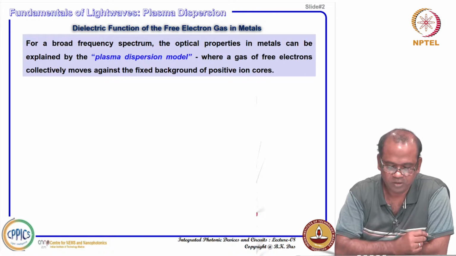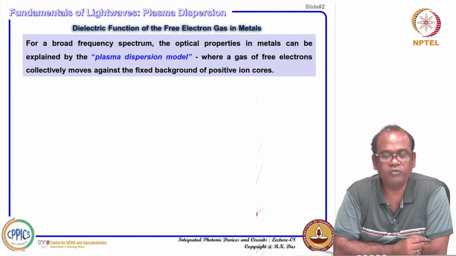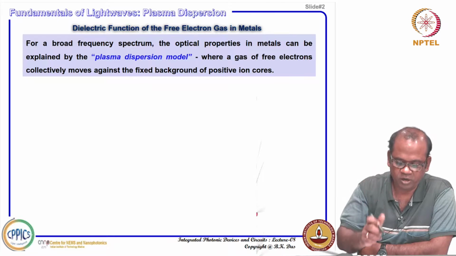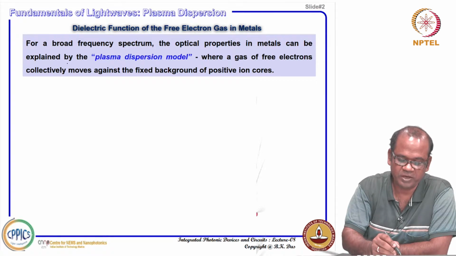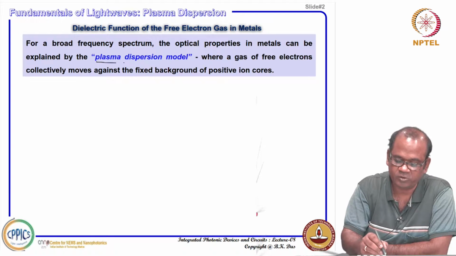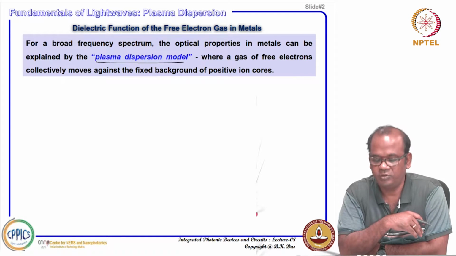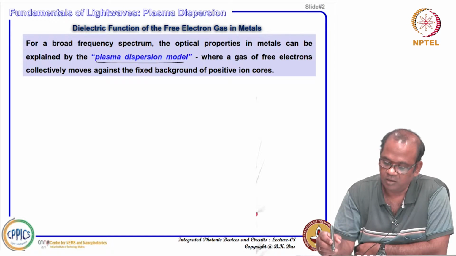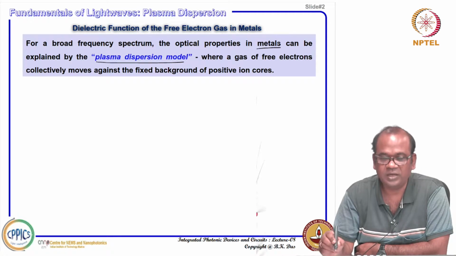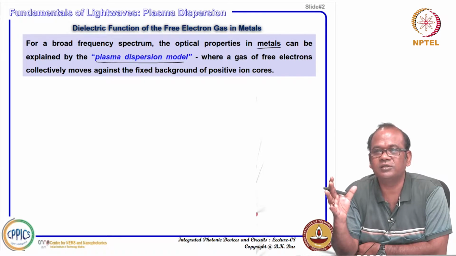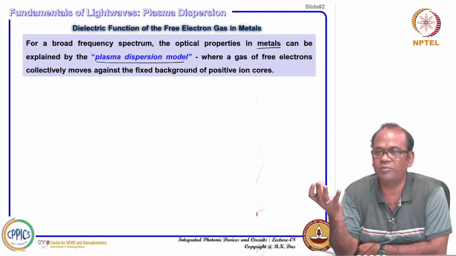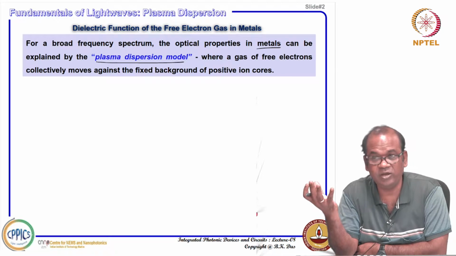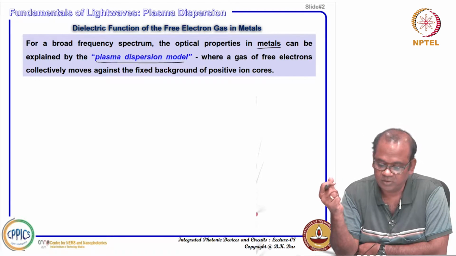Let us see. So far we have learnt that for a broad frequency spectrum, the optical properties in metal can be explained by the plasma dispersion model. Again, when I say metals, not exactly metals, it is basically semiconductors also, which can sometimes be considered as having metallic properties when you dope heavily.